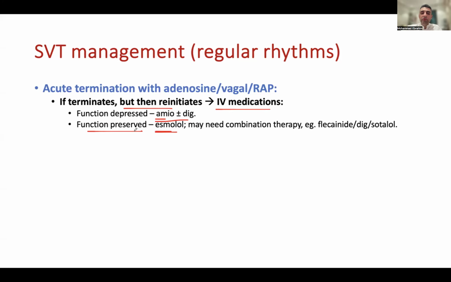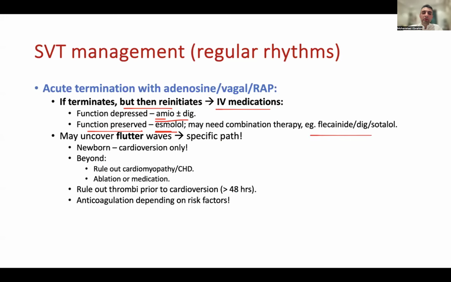Sometimes, but I usually prefer IV medication if the patient keeps having SVT after your adenosine or vagal maneuver. You can do IV plus oral, but I think the IV agent is very important in this scenario. Like we had seen, sometimes with adenosine or vagal maneuvers, you might uncover flutter waves.